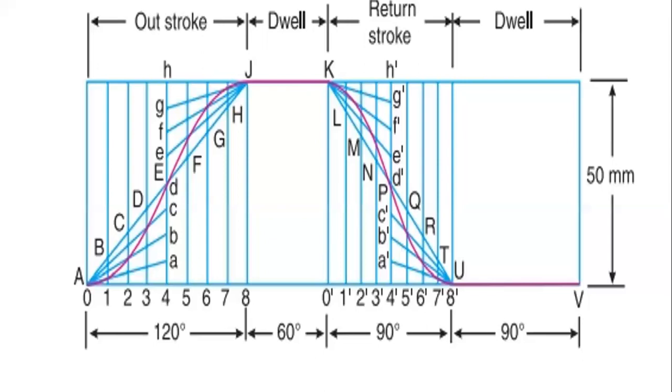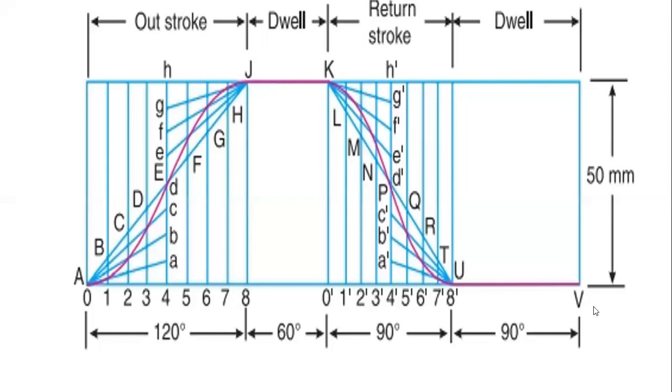Next, you have to take the dwell period. The dwell period is indicated with a straight line, so there are no deviations in that. So we are indicating it with a straight line. And then the return stroke. Follow the same procedure as we have taken for the outstroke also.